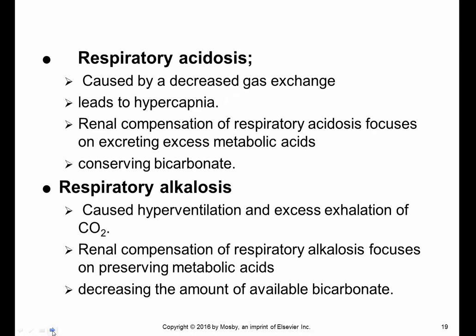Respiratory acidosis is caused by a decrease in gas exchange. We have hypercapnia, or elevated CO2 levels. The renal compensation for this focuses on excreting excess metabolic acids, and it wants to conserve the bicarbonate in order to raise the pH. Respiratory alkalosis can be caused by hyperventilation or excessive exhalation of CO2. Our renal compensatory mechanism with respiratory alkalosis is focused on preserving our metabolic acids, and it wants to decrease the amount of available bicarbonate.